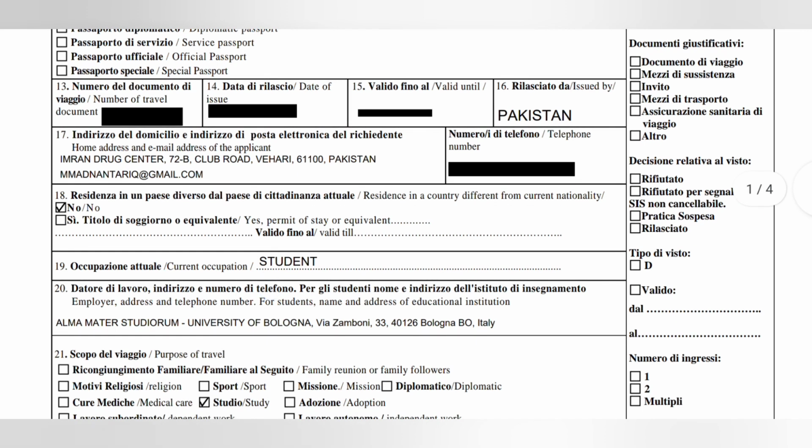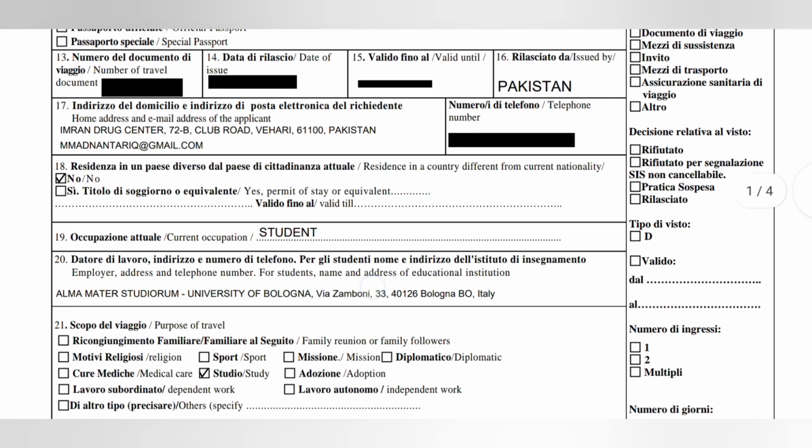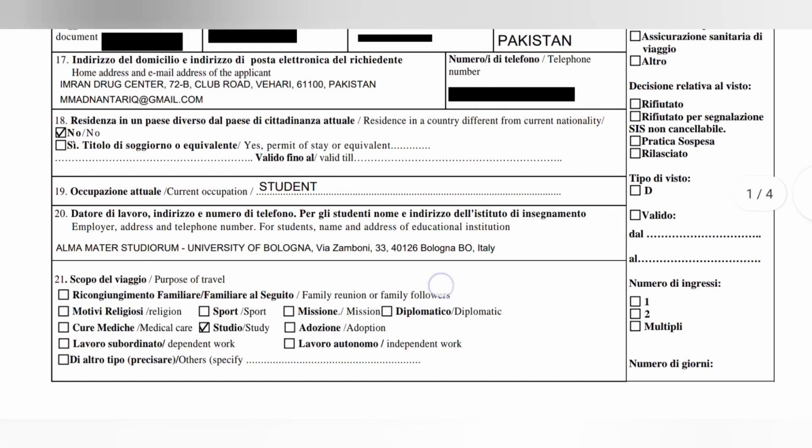Just to be clear, you can fill it by hand too. I did it by hand. So this is up to you, the way you prefer. He filled it on a laptop, computer. I filled it by hand. So I think it is more convenient filling it on your computer. Telephone number, your Pakistani mobile number.